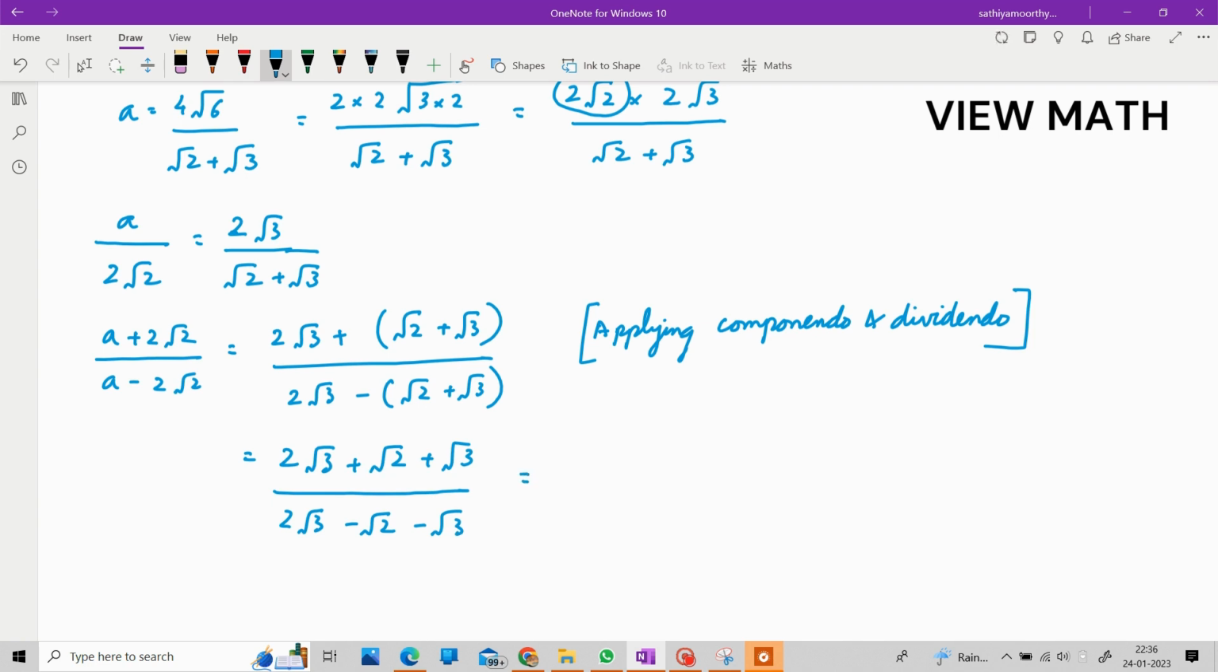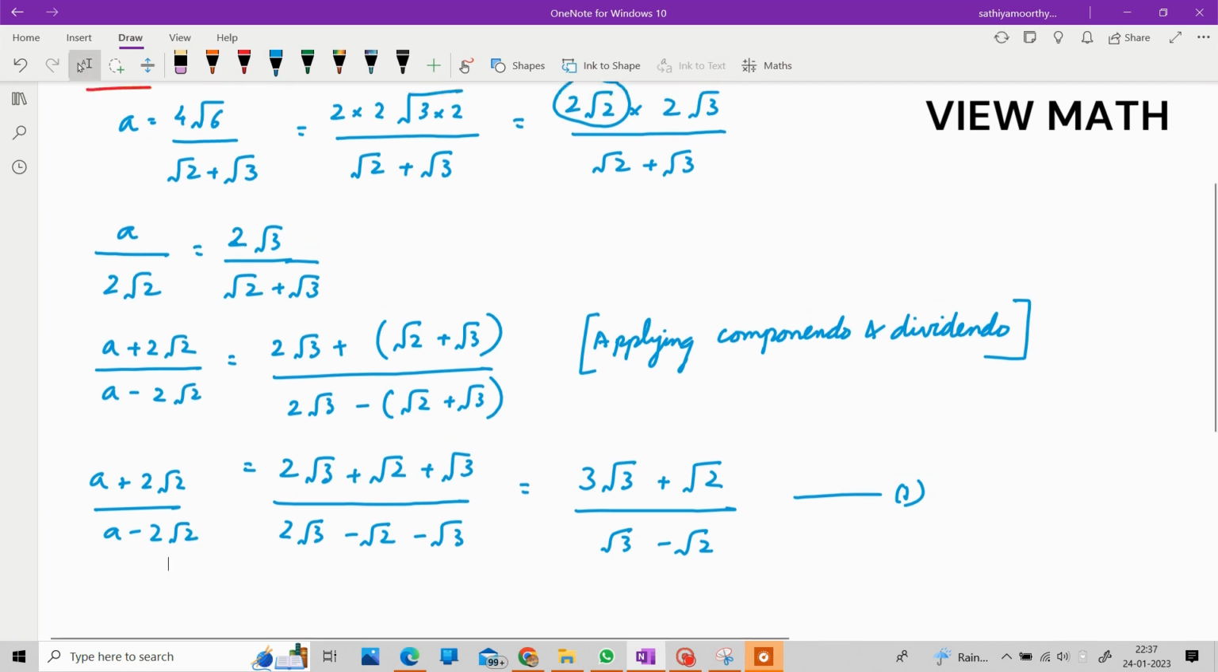Let me simplify this. I get in the numerator 2 root 3 plus root 3, so I get 3 root 3, I have added 2 root 3 plus root 3. I've got 3 root 3 plus root 2 divided by the denominator 2 root 3 minus root 3. So I get root 3 minus root 2. So let me take this as 1. So we have found out a plus 2 root 2 by a minus 2 root 2.